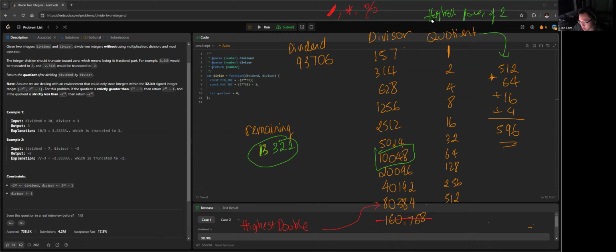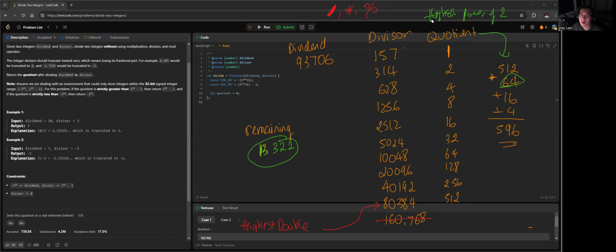Right. And every time we add to the quotient, we have to subtract the highest double from our remaining, which is our new dividend, to get the new remaining, and then we can keep going. So in this way, we only do 2 loops. That is O(log n) plus O(log n), which is just O(log n). So we don't have to do repetitive work here.